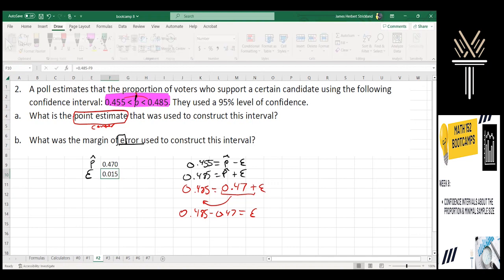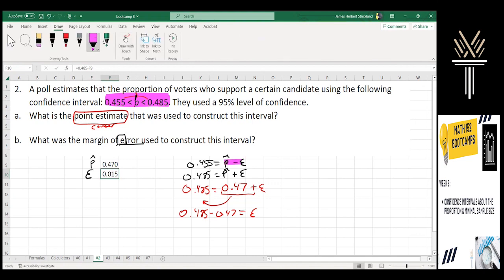And we can always check it. If I do p hat minus error, I should get 0.455. And if I do p hat plus error, I should get 0.485. And so if I want to check my work, I simply need to subtract my two numbers. There's my lower measurement, 455, check. And if I add my two values, I get the upper threshold. So I know it works. Those must in fact be my error and my proportion, my center point estimate. And so these are the two facts that were used to create that data.